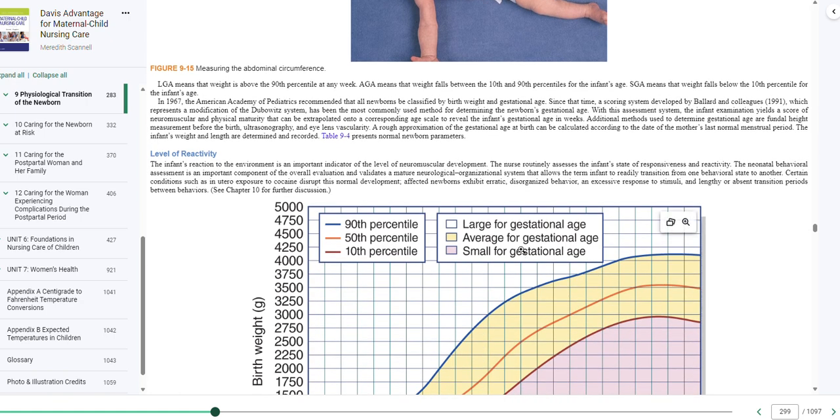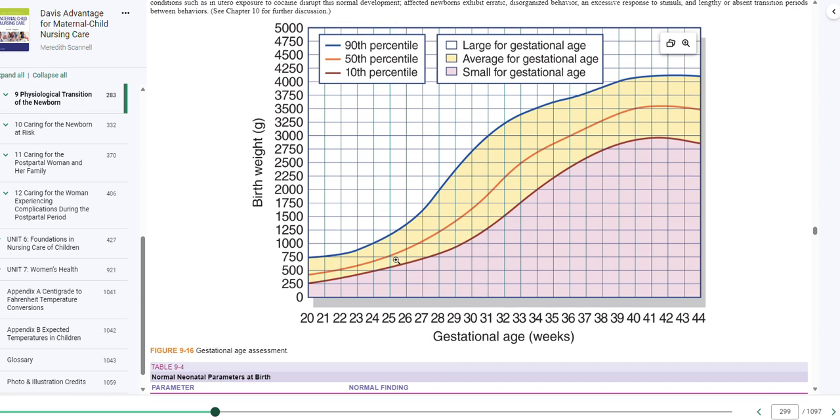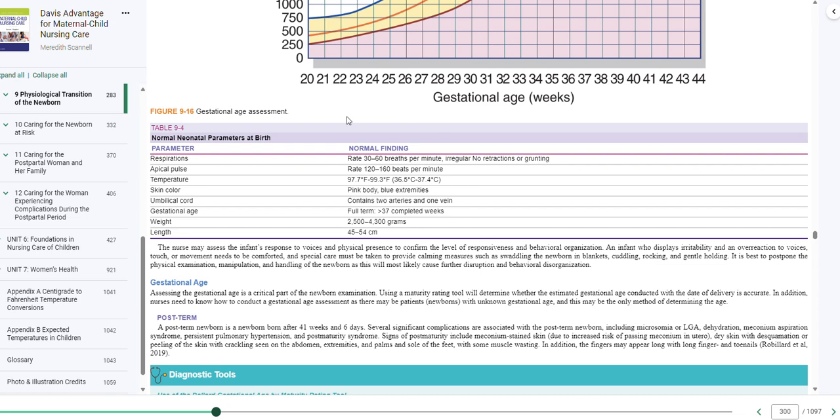On page 300, it gives you a chart for the normal gestational age assessment and how they fall from large, average, and small gestational age. So, also known as LGA, AGA, and SGA. Approximate or average are interchangeable. Okay? There's another parameter for normal vital signs in an infant. Okay?